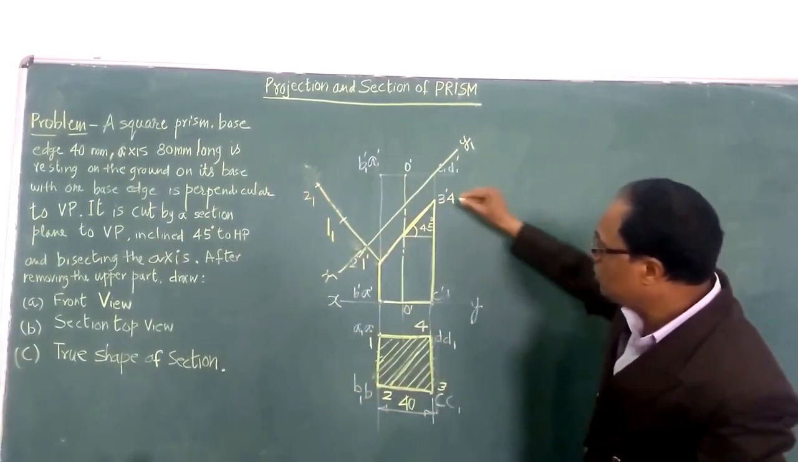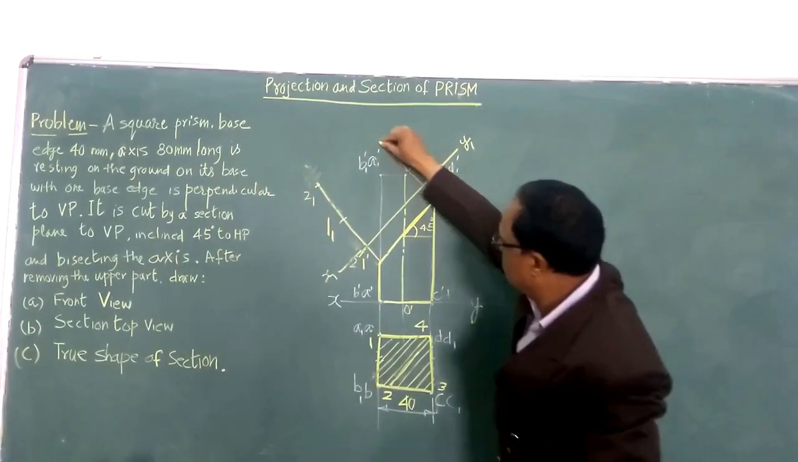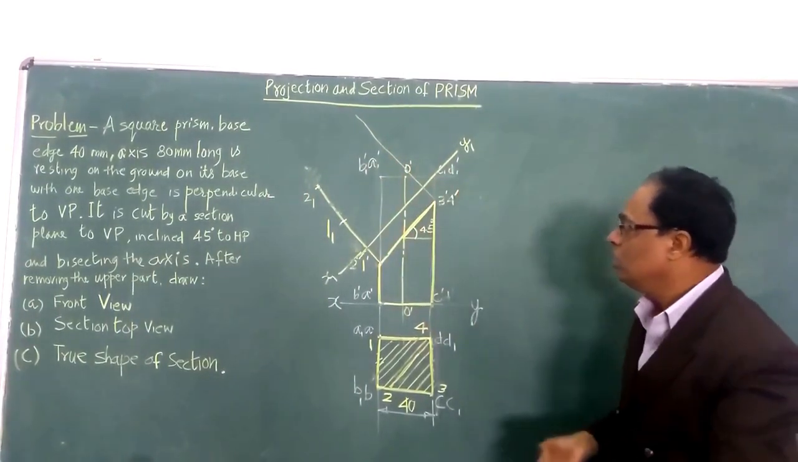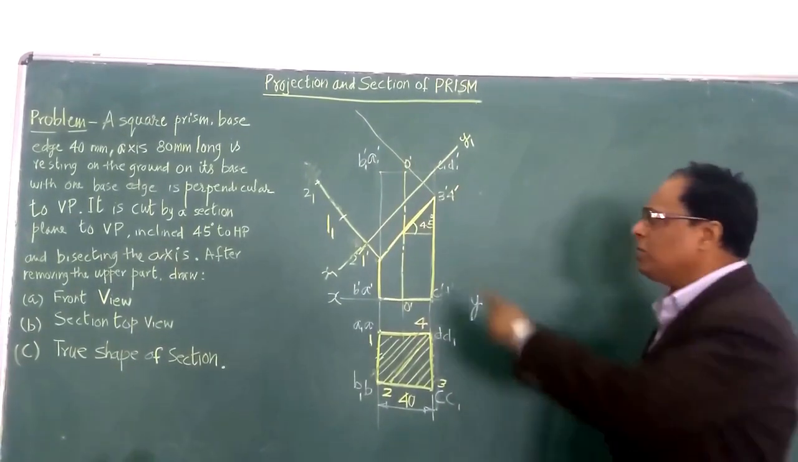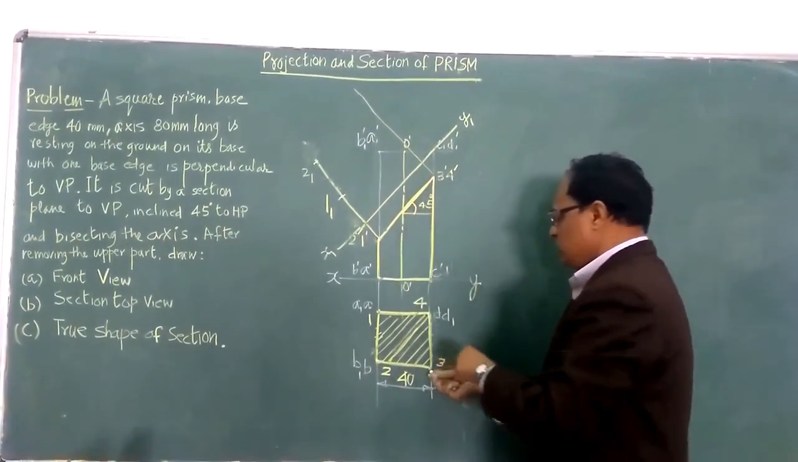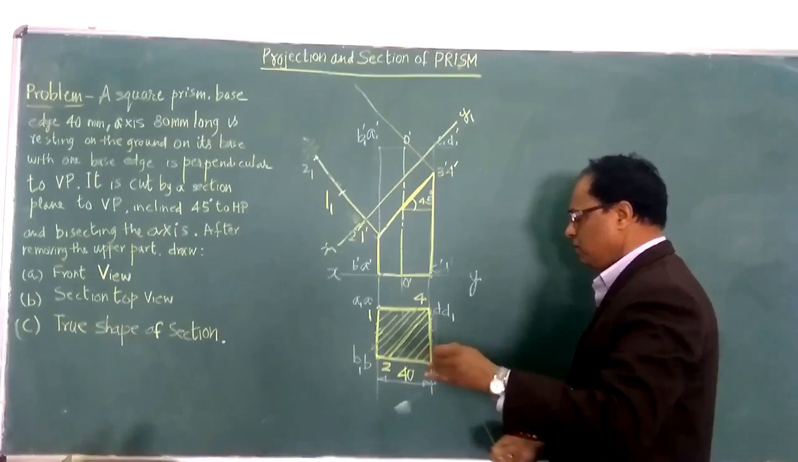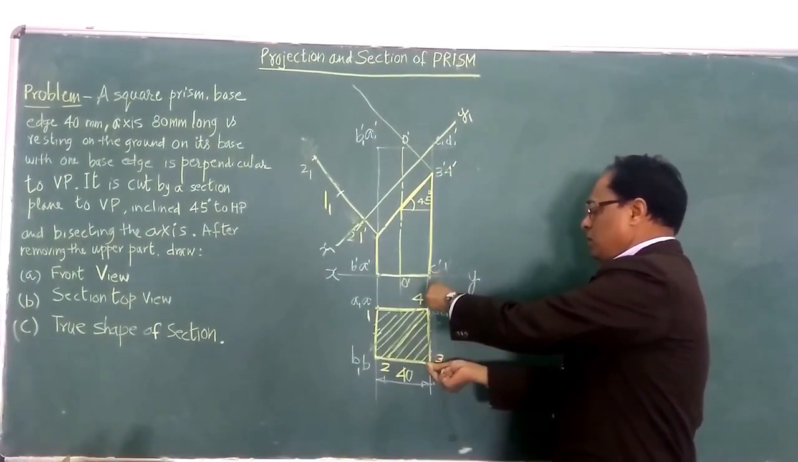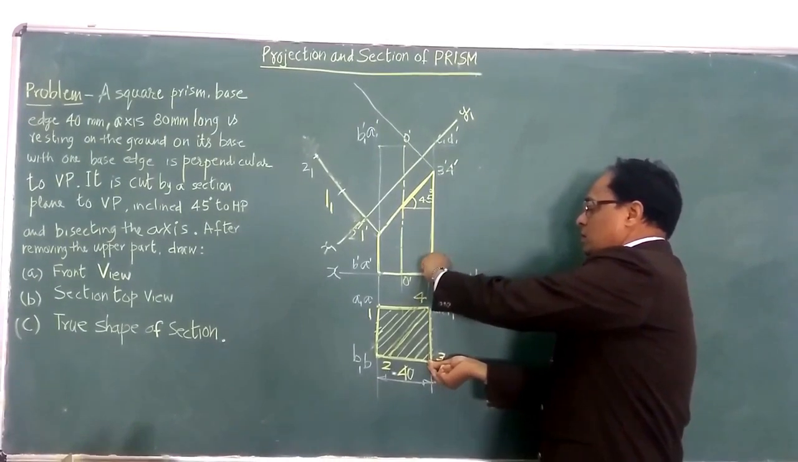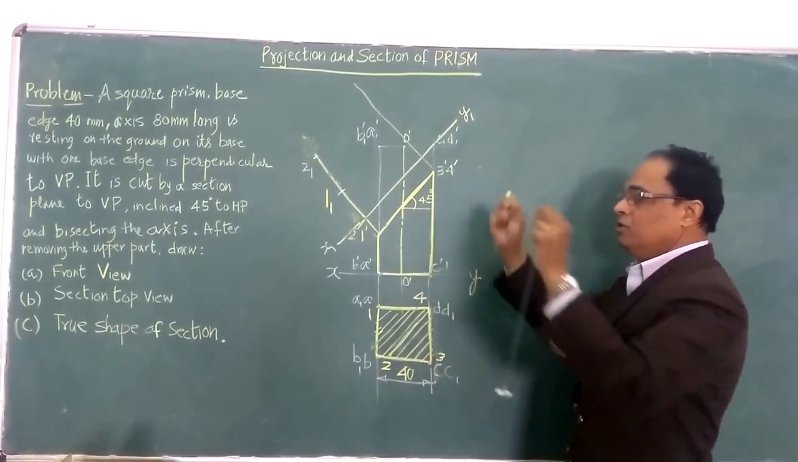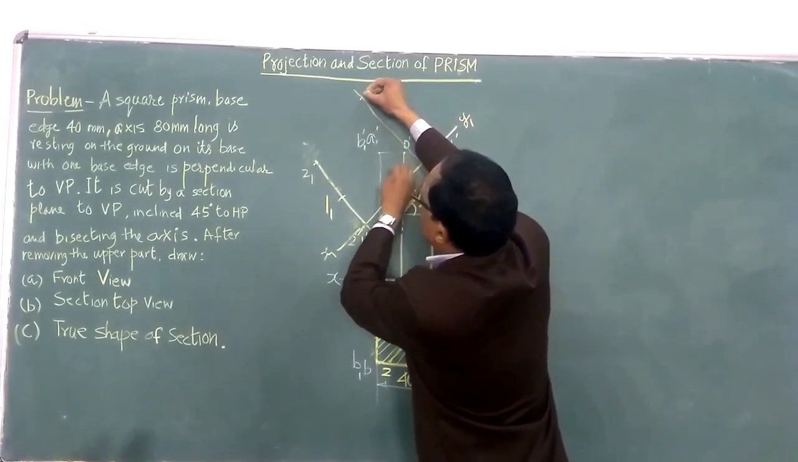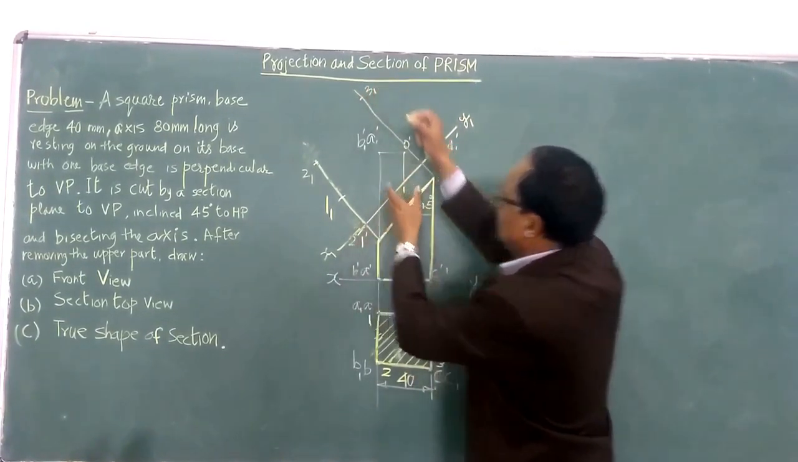Similarly, we draw the projectors from point 3 dash. Projector means a line perpendicular to the x axis. This is the previous view of point 3. Measure its distance to the previous ground line with the divider and shift it. This is 3, 1.